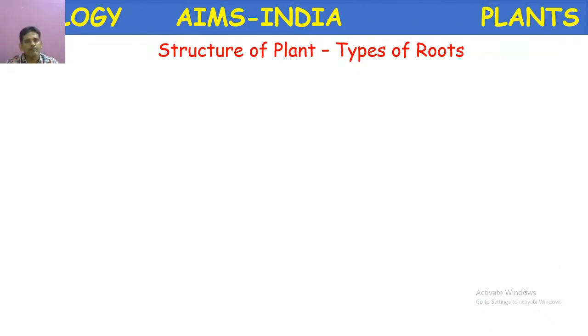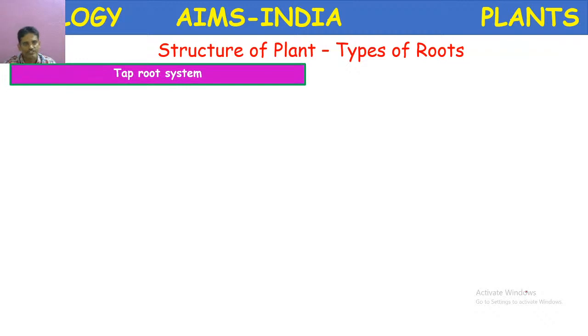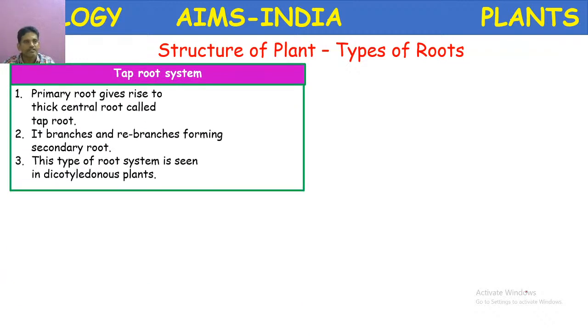The structure of plant, types of root system. First, tap root system. Let us discuss. Let me show you a tap root system. The tap root system is an example root system. The primary root is present. This primary root gives rise to small secondary roots, or branches, forming secondary roots.